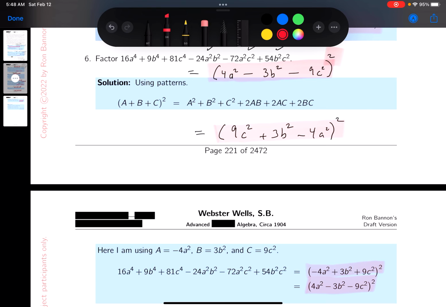Sometimes they do some tricks. Now, by the way, I realize people are going to say, oh, yeah, it's still a little different than that. Not substantially so. I still see 9c squared, 3b squared, and the minus 4a squared. All right? They just put it in the order A, B, C. Thank you.